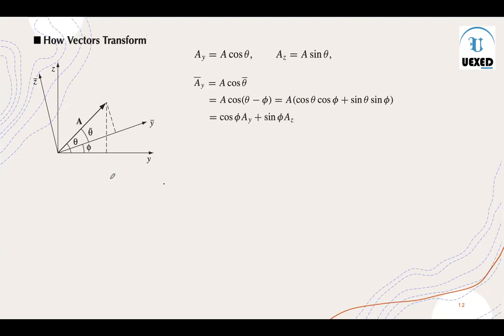So from this formula, a cos theta is nothing but ay, and similarly az is equal to a sin theta. So a cos theta can be represented as ay, and cos phi remains like this. And similarly a sin theta is az, so az times sin phi. Is it clear to everyone what I'm doing here? Yes, sir. Very good.